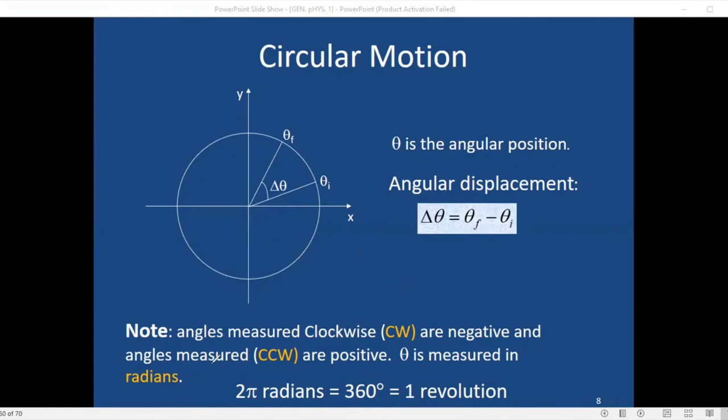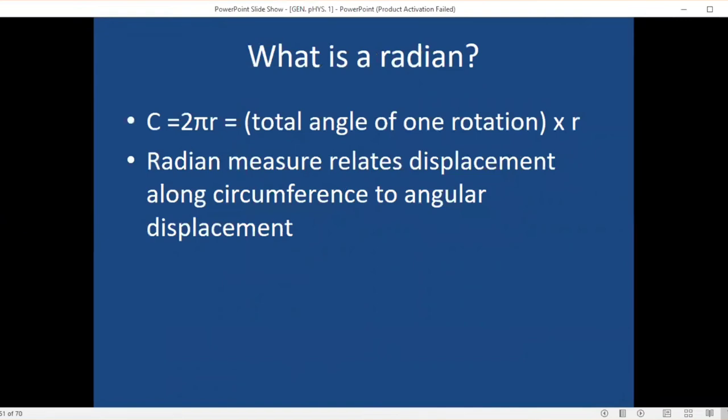Theta is measured in radians. 2 pi radians is equal to 360 degrees or 1 revolution. So this is 1 pi. Yan, 1 pi. 2 pi, isang buong circle, is 360 degrees yung angle niya. Or equal to the complete revolution. Okay. Alisin natin ito. Mahaba-haba na itong ating pinag-uusapan. What is a radian? A radian is total angle of one rotation times R measured. Radian measure relates displacement along the circumference to angular displacement.